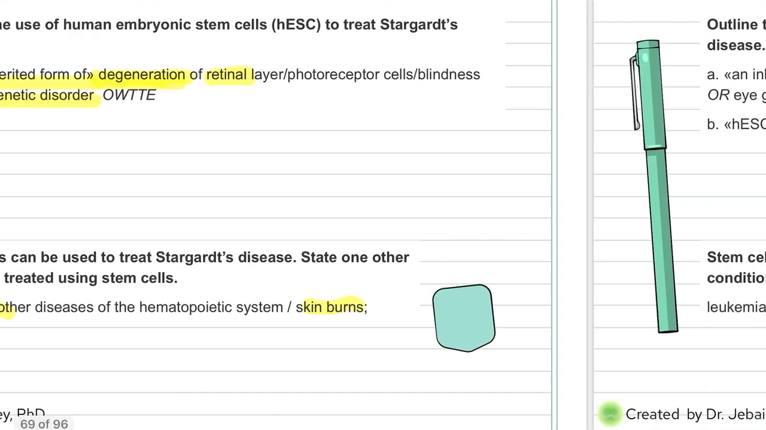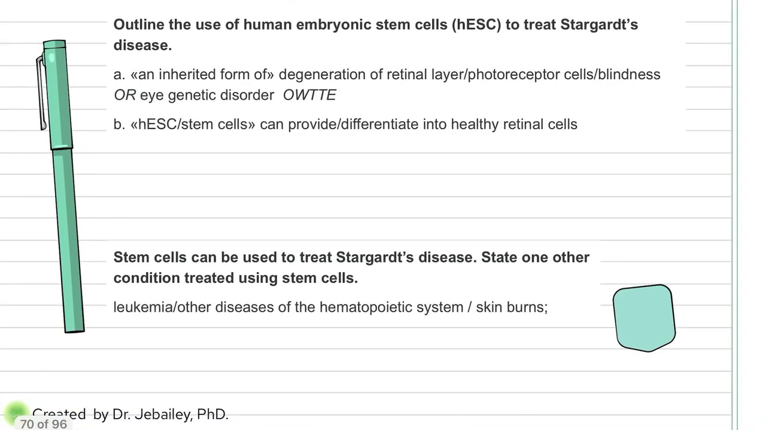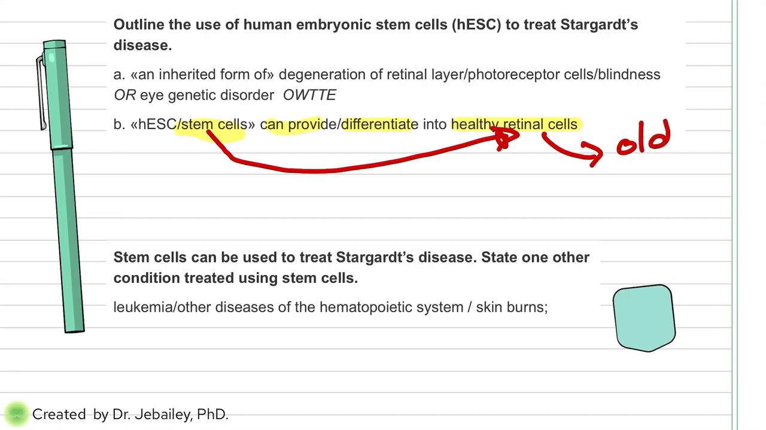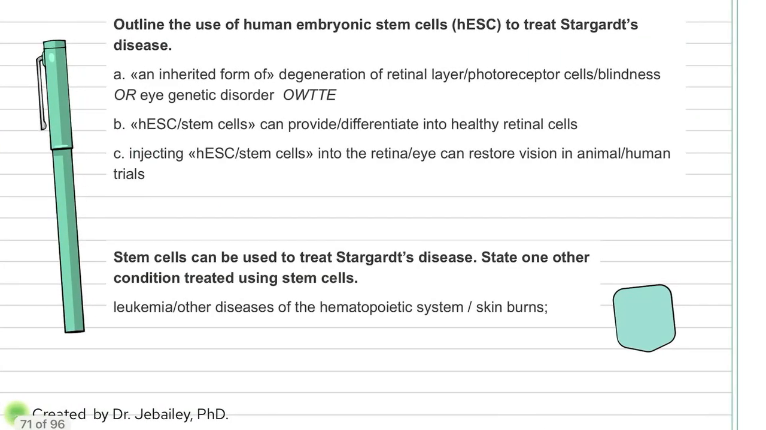But let's continue here. You also can say the stem cells can differentiate into healthy retina cells. So what I was saying orally, the stem cells can be stimulated to become retina cells, and then these retina cells replace the old retina cells. And then the person goes back to being what? With full vision. Another thing is injecting stem cells into the retina or the eye to restore vision. That's exactly what I just mentioned.